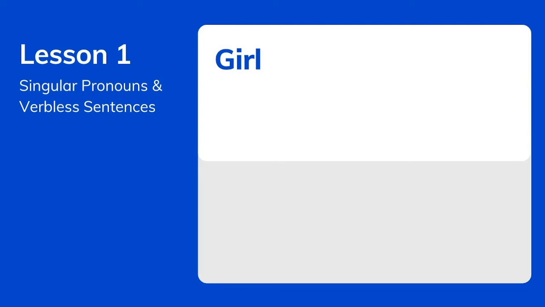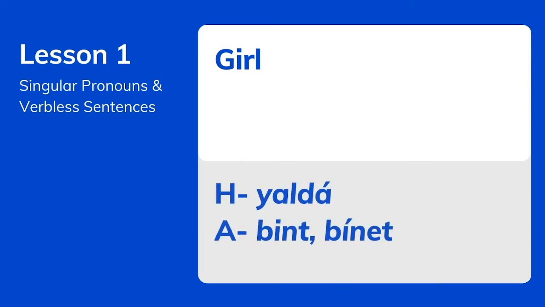The word girl in Hebrew is yalda. And in Palestinian Arabic, it is bint or binit. You can see the relationship between the languages when you compare the word for daughter. In Hebrew, we have bat, and in Arabic, it's actually the same word for girl, binit or bint.